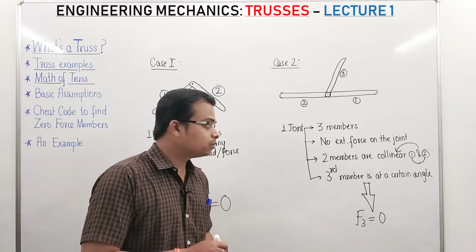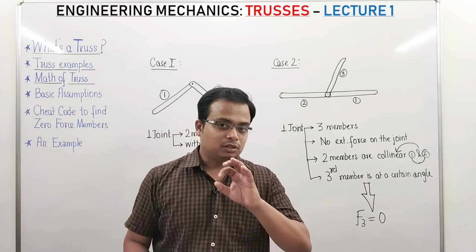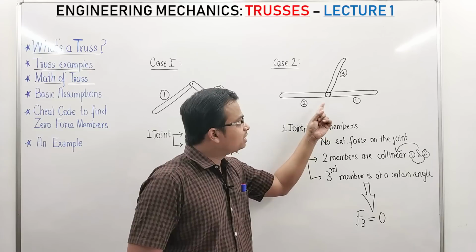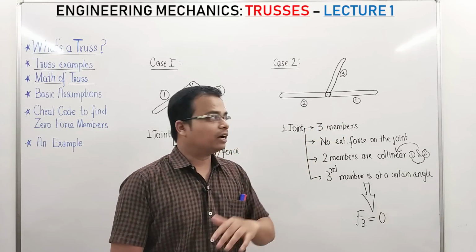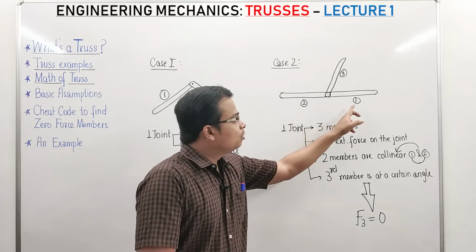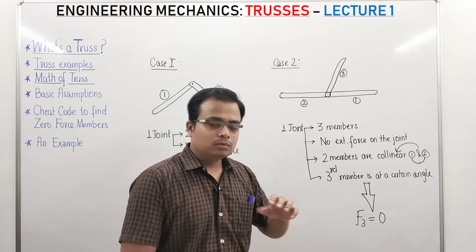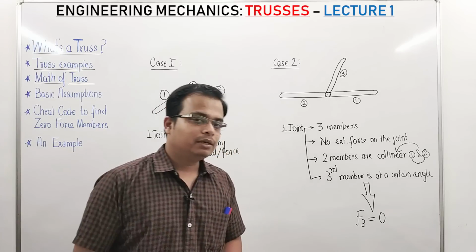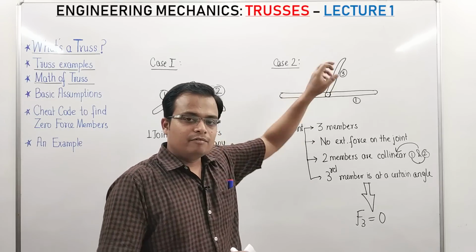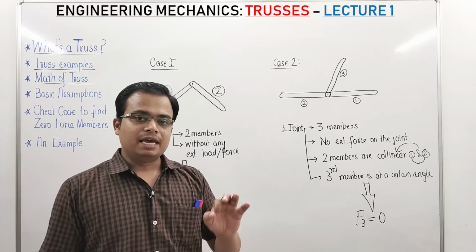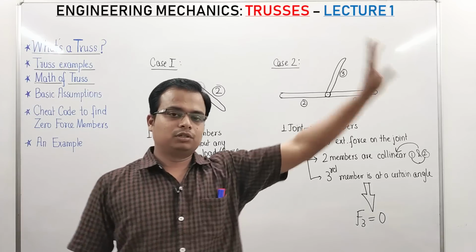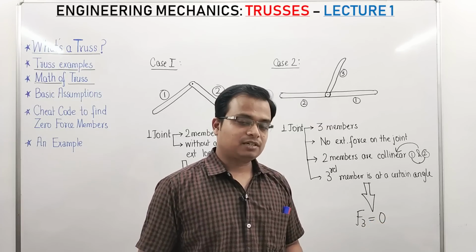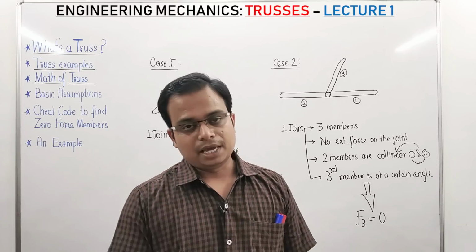Let me summarize. There are a whole lot of things in this cheat code. It goes like this. There are going to be 3 members acting at a joint, with no external force acting on this joint, with 2 members collinear, that is member 1 and member 2 collinear. Tick on all these points. When that is so, then the third member 3 will have 0 N as the internal axial force. Remember these 2 things. These are going to be very important, especially when you come across objective problems based on plain trusses.